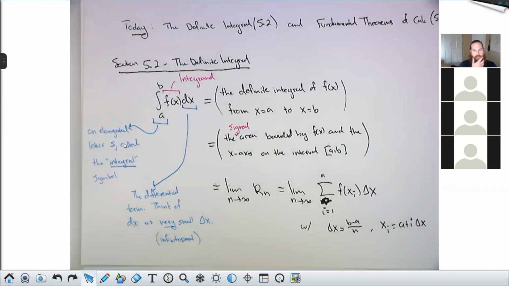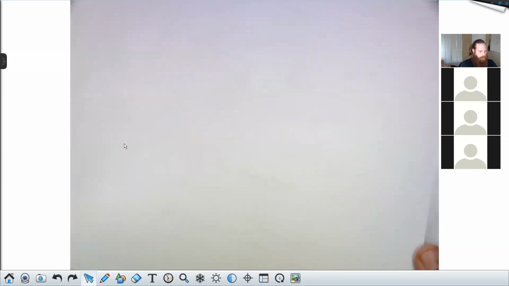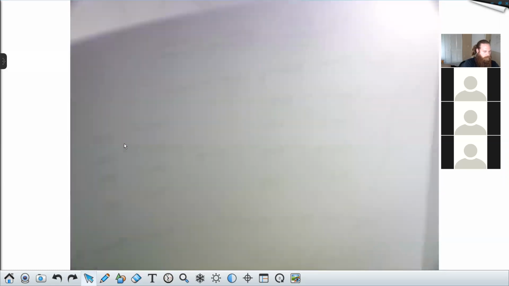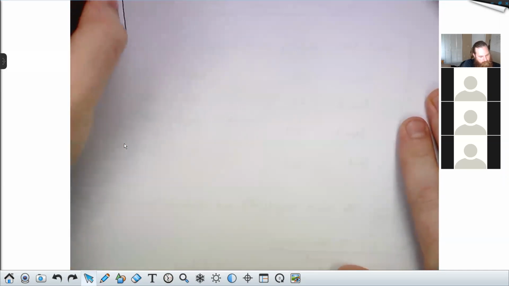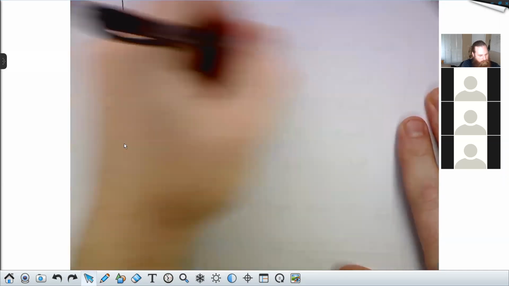Okay, I'll leave this here for just a second in case anybody is still writing. So every time I've drawn one of these general pictures in the past, the function in question has been positive. I've done that to avoid the sort of subtle discussion that we need to now have.